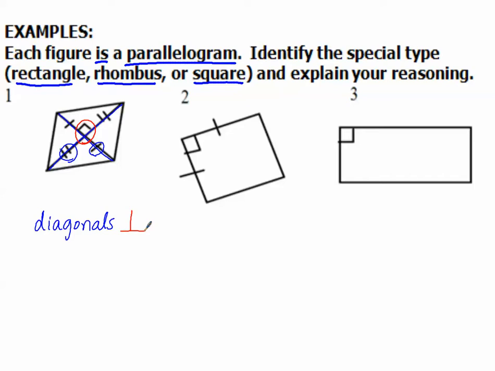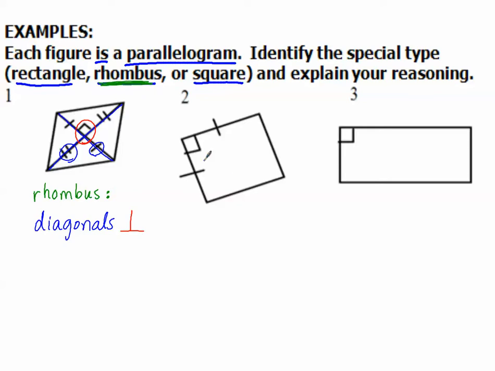Do you want to look back at your list of properties? Do you see that it's for a rhombus? So that's what we will answer. This is a rhombus because the diagonals are perpendicular. So rhombus is what we call that one. Let's take a look at the next one.